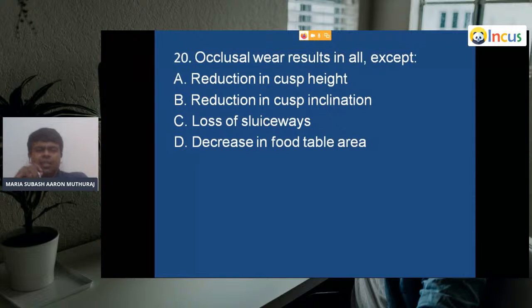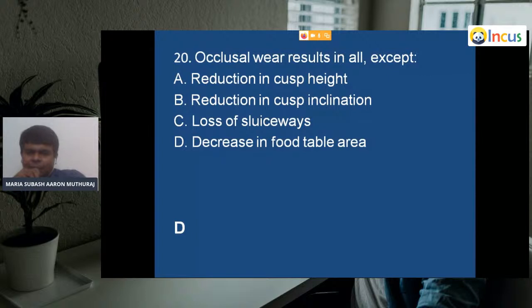Occlusal wear results in all except: reduction in cuspal height, reduction in cuspal inclination, loss of free space, and decrease in footable area. Occlusal wear leads to reduction in cusp height, reduction in cuspal inclination, and loss of free space. Whereas there won't be any decrease in the footable area when there is occlusal wear. Therefore, the answer should be D.